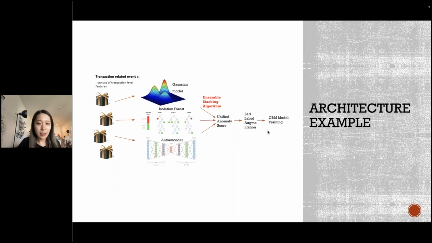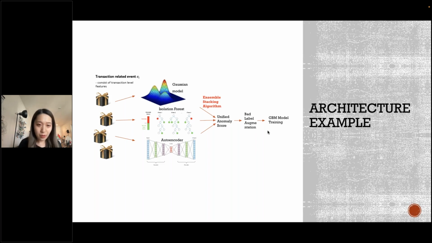And here is the architecture example I used for my own experiment. As I mentioned before, I'm dealing with transaction-related events, so it consists of transaction-level features. In this example system, I built three different anomaly detection models. I use Gaussian-based models, tree-based isolation forest, and neural network-based autoencoders to do anomaly detection. After I build these three models, I combine all the model outputs into one unified anomaly score by the ensemble stacking algorithm.